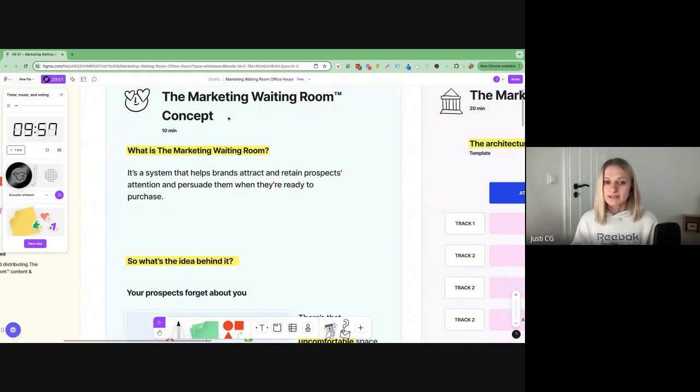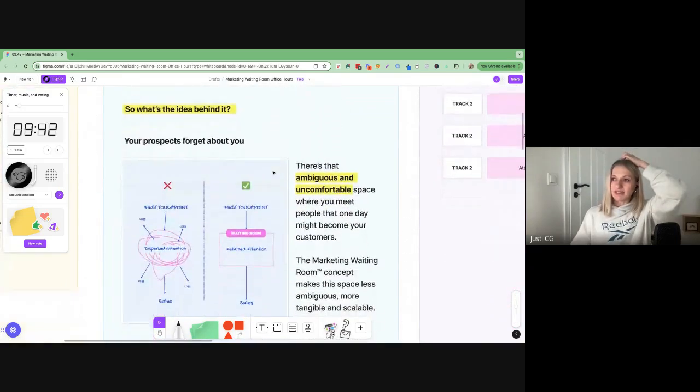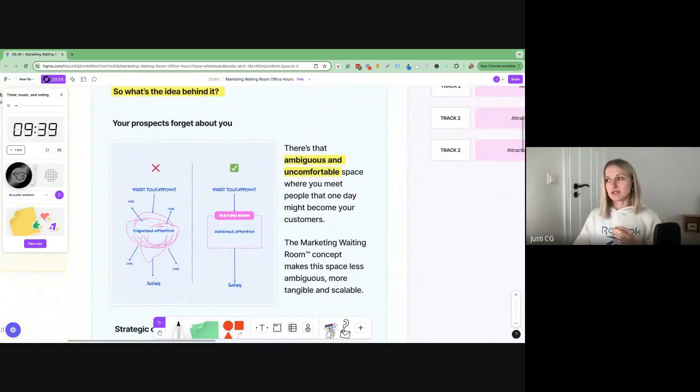So what is the marketing waiting room? In a nutshell, it's a system that helps brands attract and retain prospects' attention and eventually persuade them when they're ready to purchase something, right? So what is exactly the idea behind it? There is that ambiguous and uncomfortable space where a brand meets a person or people that one day might become a customer or a client.